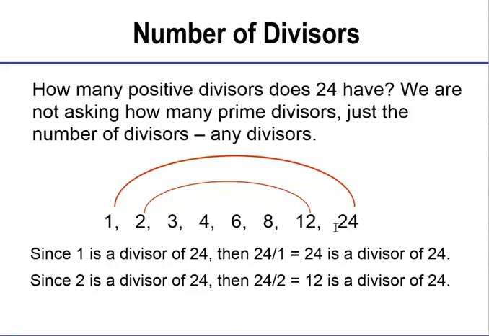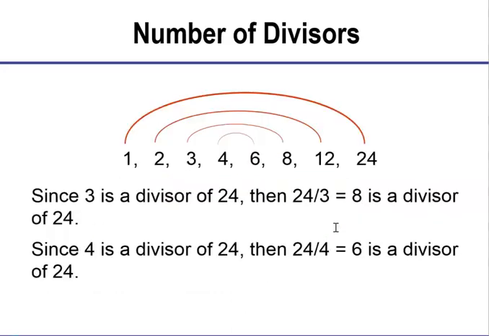So 2 and 12 go together because they multiply to be 24. 3 and 8 go together because they multiply to be 24, and so do 4 and 6. So all of these are divisors: 1, 2, 3, 4, 6, 8, 12, 24. Again, not prime factorization. These are just divisors of 24. How many do we have? We notice we have 1, 2, 3, 4, 5, 6, 7, 8 divisors of 24.